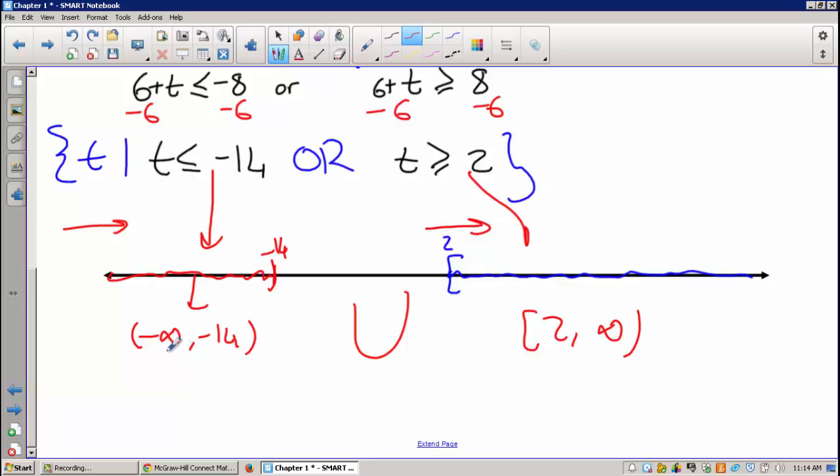Oh, I made a mistake. Nobody called it. Right, this should be a bracket, right? It says equality. It should have been a bracket. Okay?